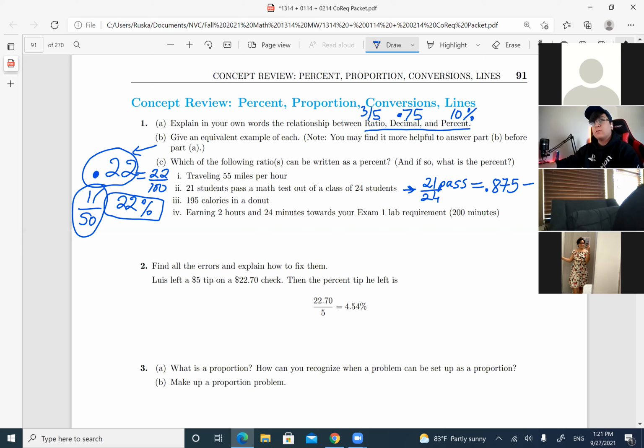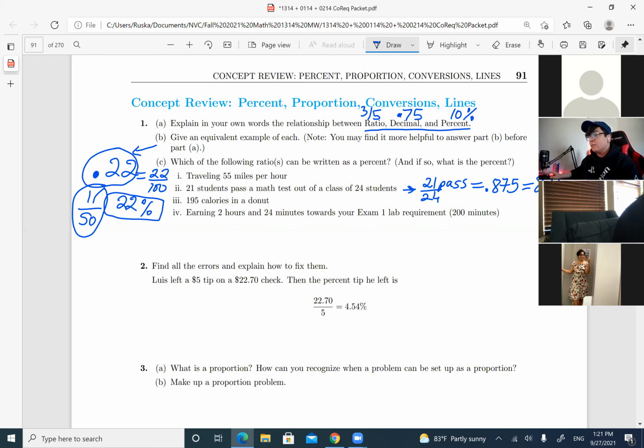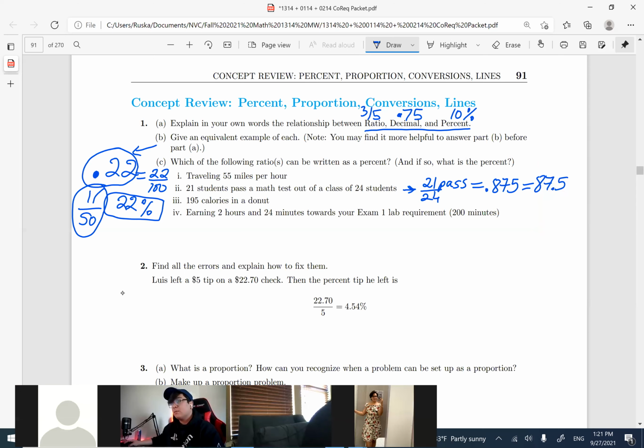And what is the percent from 0.875? How many percent is that? You move the decimal 2 places. So what is that? 87.5%. Yeah. Okay. Does everybody understand that? Okay. Now, 195 calories in a donut. Can you write the percent of that? We don't know. Not exactly, right? We don't have information. It's not part of a whole.